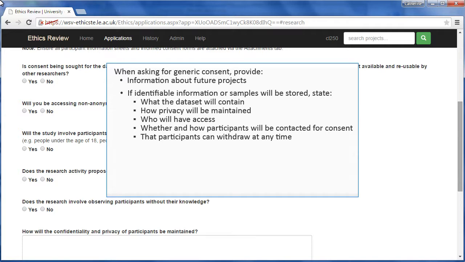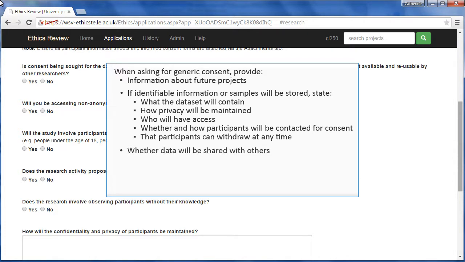How privacy will be maintained, who will have access and the extent of the access, whether and how participants will be contacted for their consent for future research, that participants can withdraw from your study at any time and given options, such as the destruction of samples and removing links that can re-identify data, but told that any data that has already been shared anonymously cannot be retrieved.